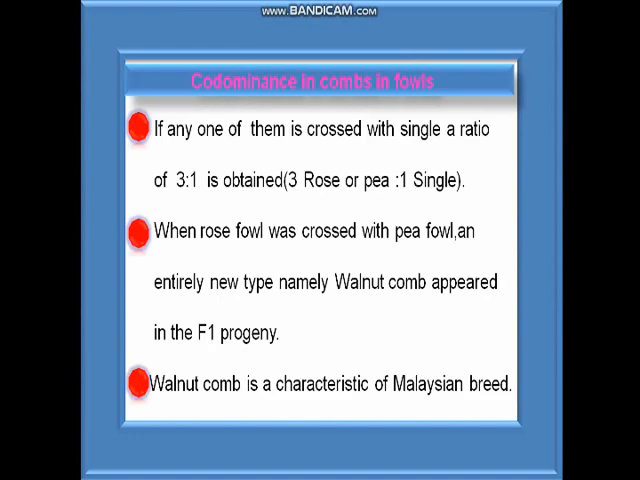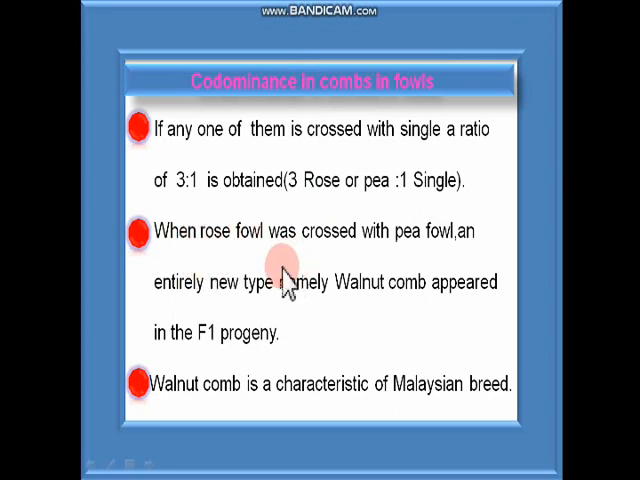If we observe codominance in combs of fowls, if any one of them, meaning a rose comb fowl or a pea comb fowl, is crossed with a single comb fowl, the ratio is 3:1. So 3 rose or 3 pea comb fowls and one single variety comb fowl are obtained in the F2 generation.